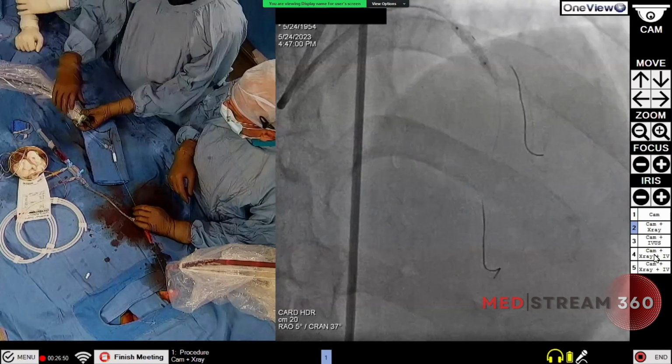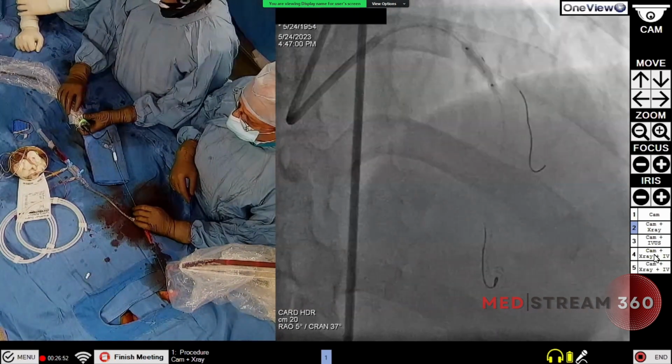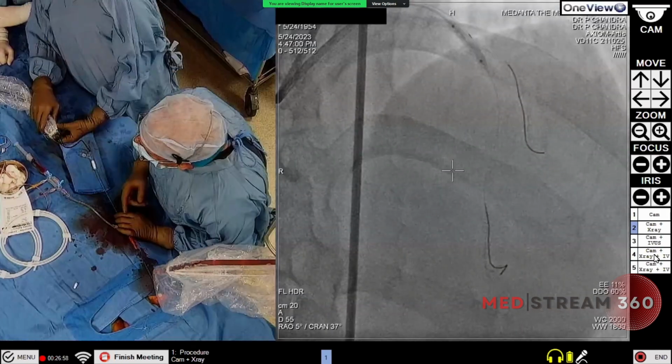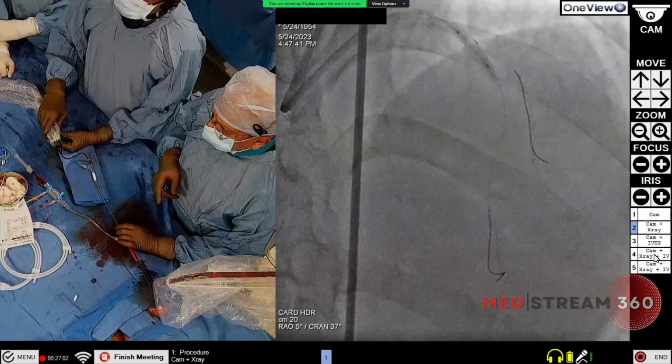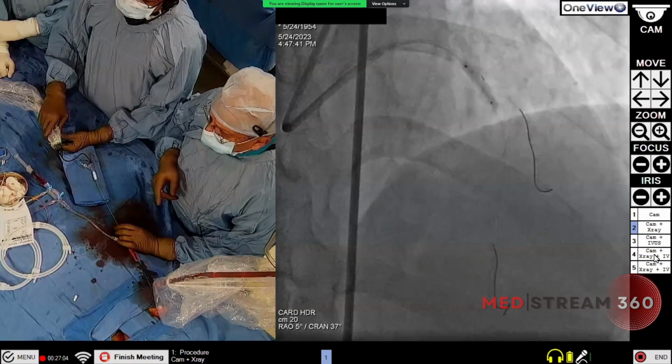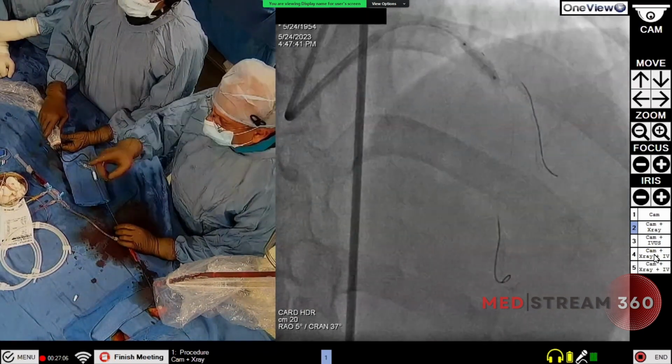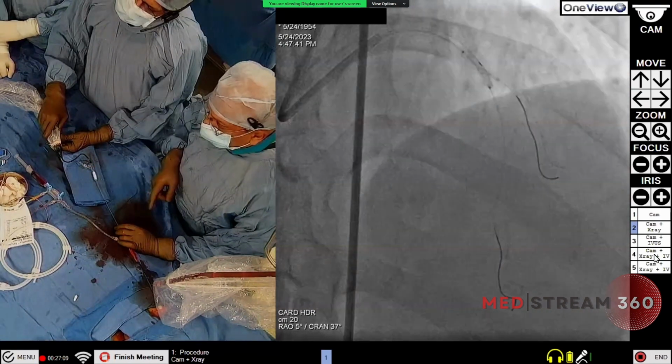So you can see now we are giving the first set of pulses, and the balloon is expanding very well. Yeah, actually the balloon is expanding very well.